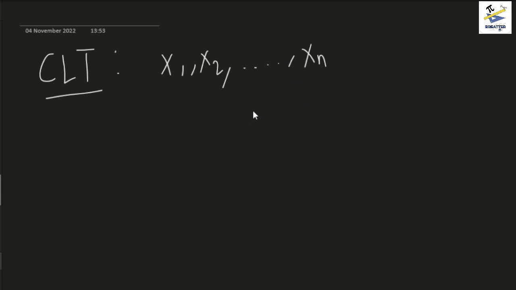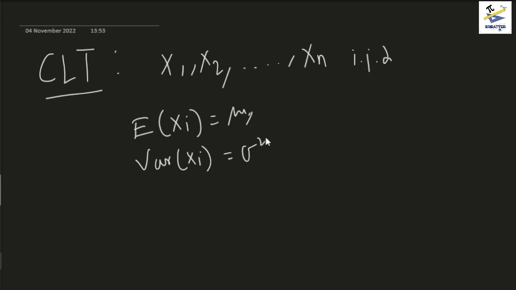X1 to Xn are basically all data sets from a random sample, and what we understand is that they are IID. Also, since they are IID, we are also given that E of Xi is basically mu, while the variance of Xi is sigma squared. So the variance is sigma squared and the mean is mu.